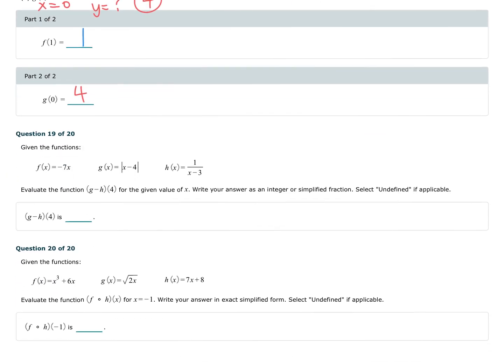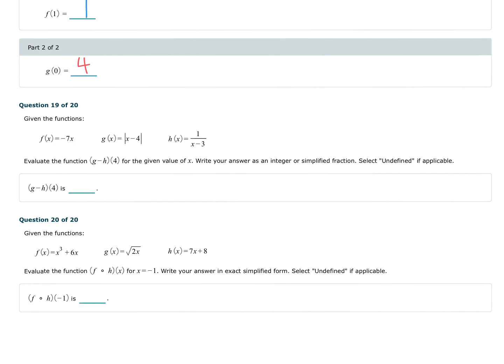All right, now we're going to evaluate g minus h at 4. So this is just function operations, and you could be adding, you could be subtracting, you could be multiplying or dividing. So it's a random one, which one you're going to get. So g minus h at 4 is the same thing as g at 4 minus h at 4. All right, so I'm going to start with g at 4, which means I just need to plug 4 in for x there.